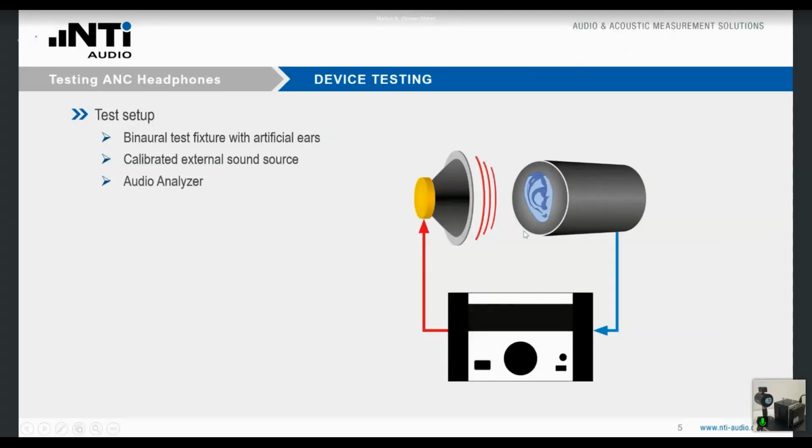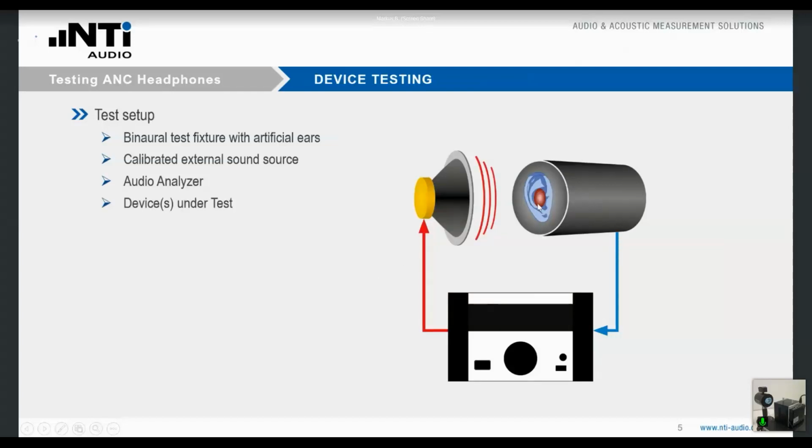Furthermore, we need an analyzer. The analyzer should be able to drive the loudspeaker, and also, of course, to analyze the signal from the test fixture. We have microphones here internally, and these microphone signals are fed back to the analyzer, which then calculates the measurement result. Of course, you need a device under test.